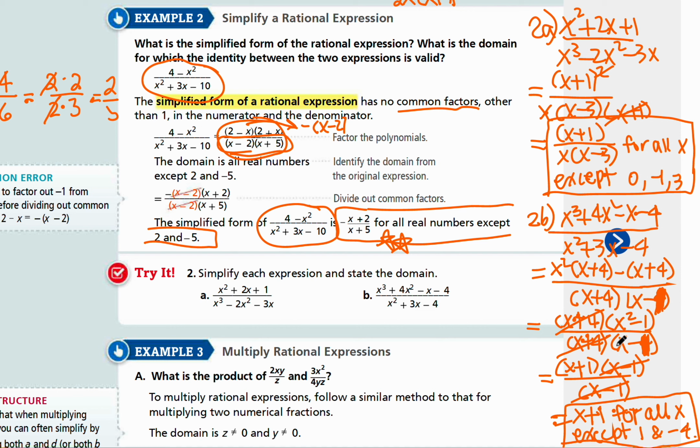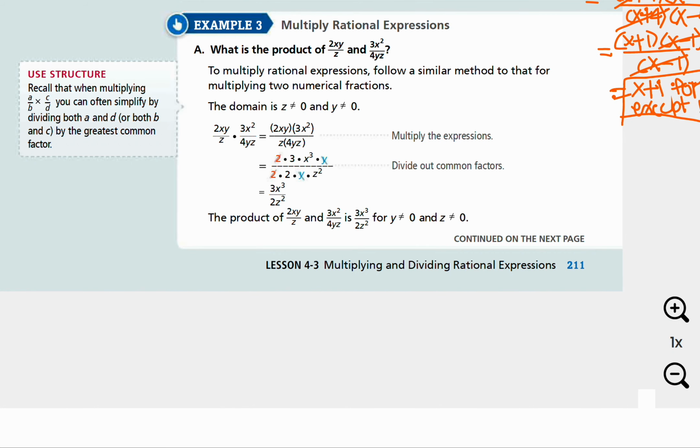That was example 2. And try number 3. Multiply rational expressions. Part A, what is the product of 2xy over z and 3x squared over 4yz? So we're going to start multiplying rational expressions. It has the same properties as the numerical ones, right? So whatever like terms you can multiply, then multiply and then combine them.